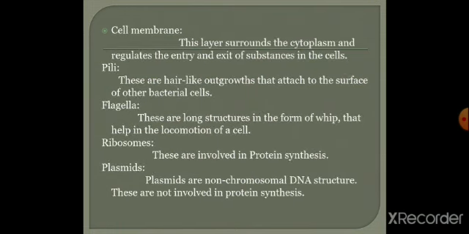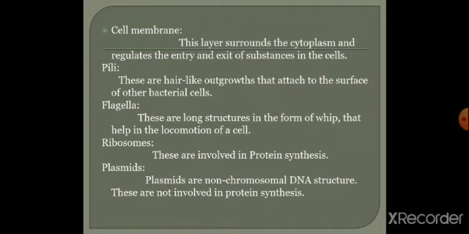Cell membrane. The cell membrane is the plasma membrane. This layer surrounds the cytoplasm and regulates the entry and exit of substances in the cell. The plasma membrane here acts as an entry port. It allows some substances to go inside the cell, and some substances to go outside the cell. And pili are present. Pili are hair-like outgrowths that attach to the surface of other bacterial cells.